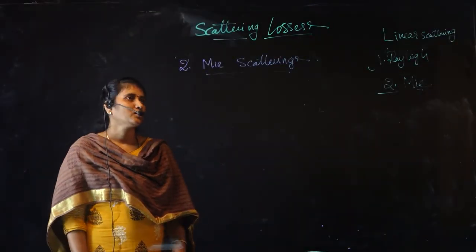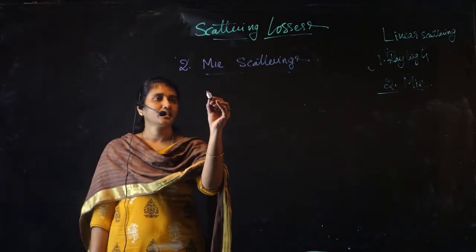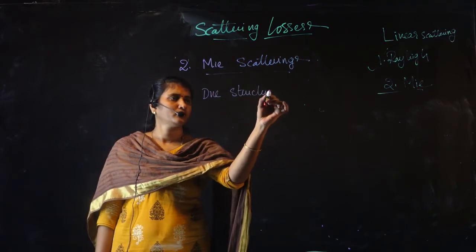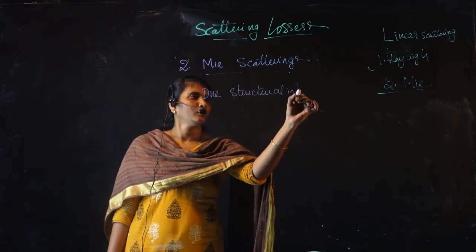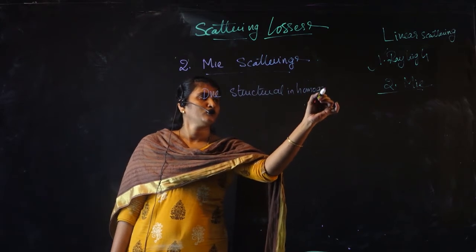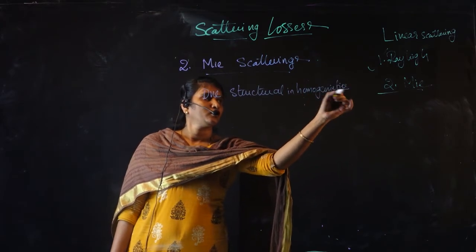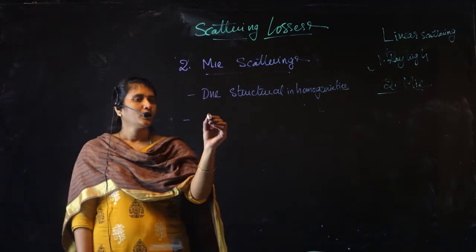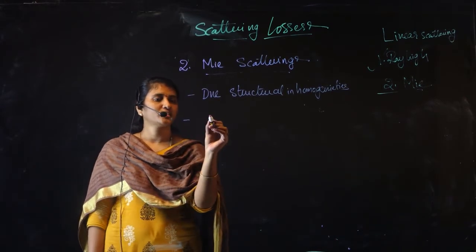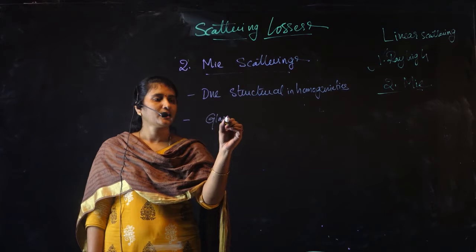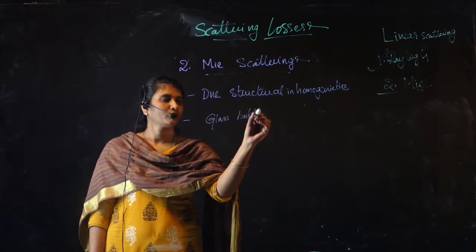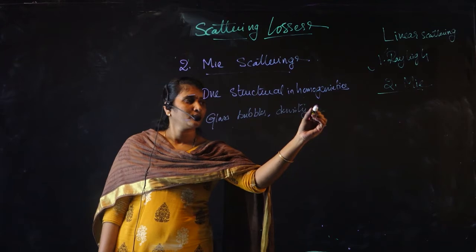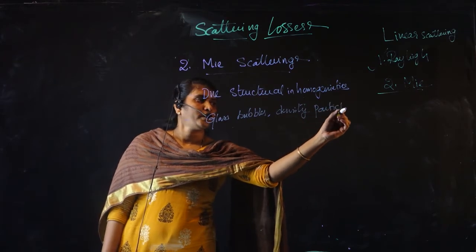Okay. Now the second one is Mie scattering. Mie scattering is basically due to structural inhomogeneities. In the sense, these structural inhomogeneities can be in the form of glass bubbles, density particles, etc.